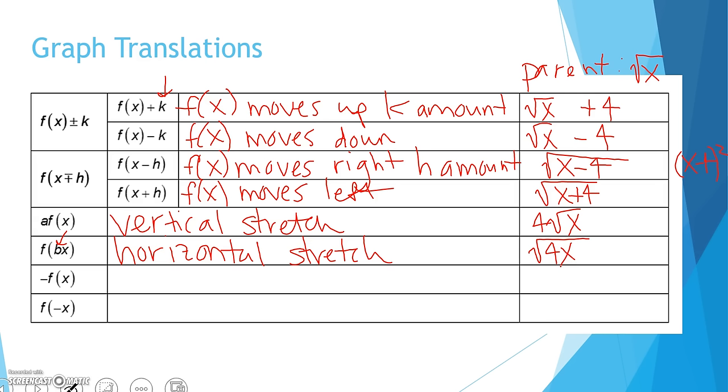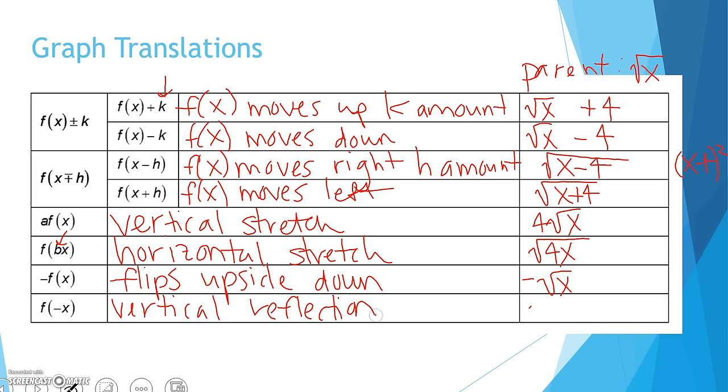If you have a negative on the outside of your function, what happens is it flips upside down. So if I want to flip the square root graph upside down, I put a negative on the outside. And if I put a negative on the inside, it gives a reflection, so it just flips the other way. That would look like square root with the negative on the inside.